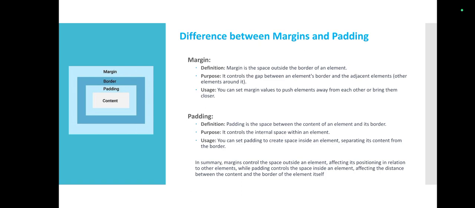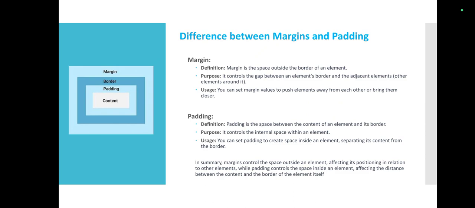Now you will think, what is the difference between margin and padding? Margin is a space outside the border of an element. Its purpose is to control the gap between an element's border and the adjacent element. Its usage is you can set margin value to push elements away from each other or to bring them closer. Like we can see here, margin is a space outside the border.